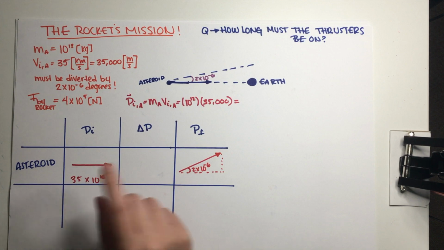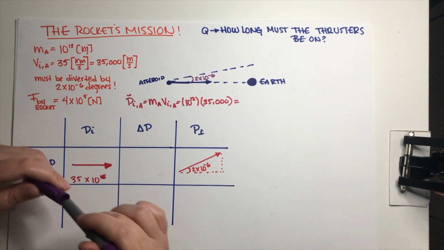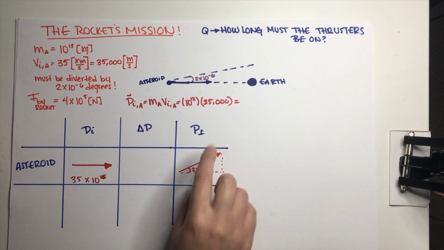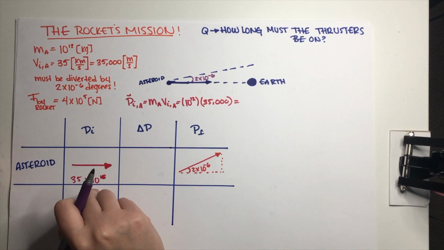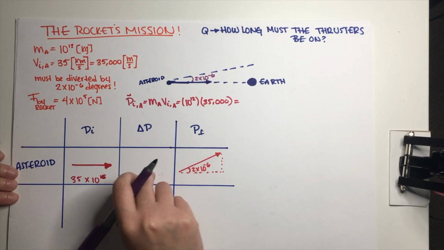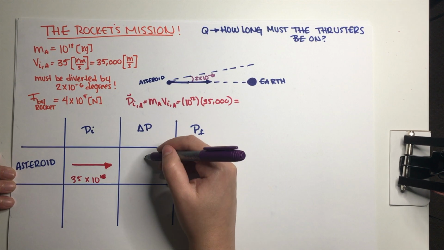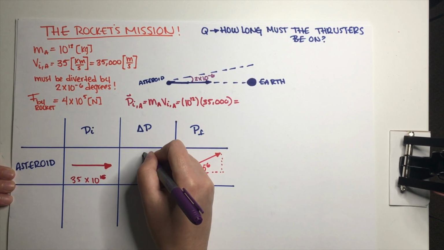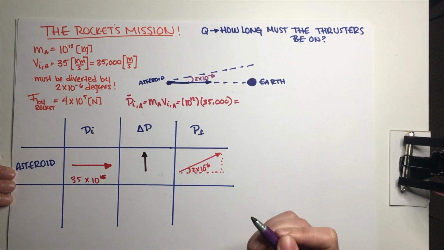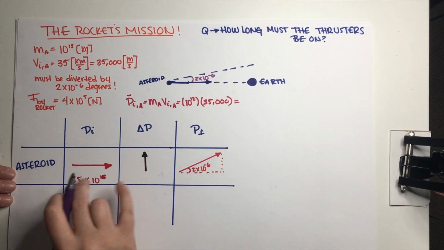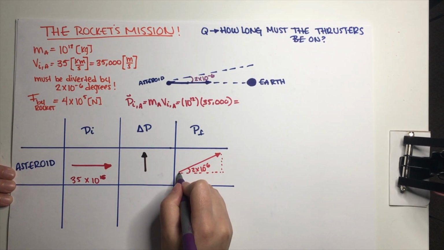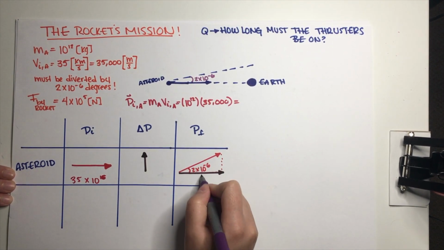Now, in terms of delta P, I can't actually figure that out just yet because I don't really have a magnitude here. However, I do know that because the initial momentum plus delta P has to be equal to the final momentum, delta P is basically something that looks like this. Because if you think about it, this P_i is basically this component over here.